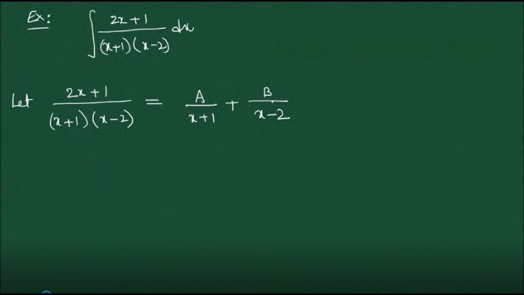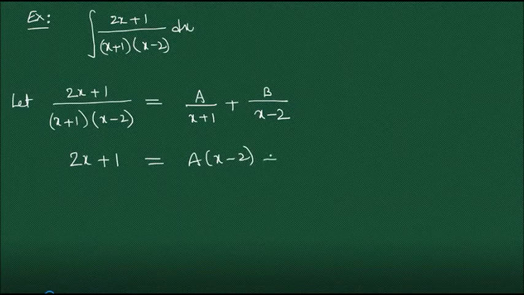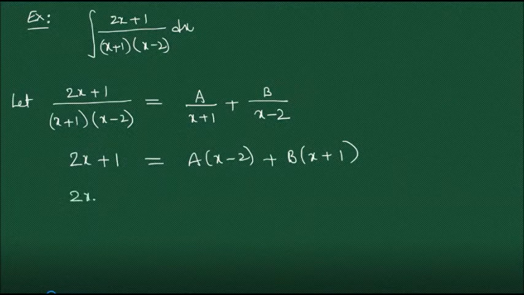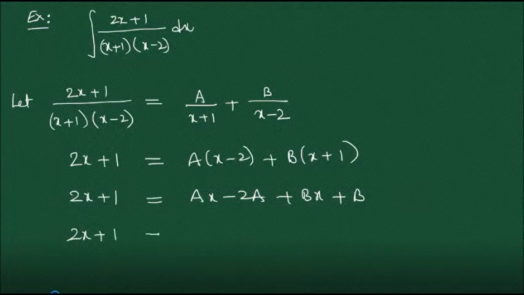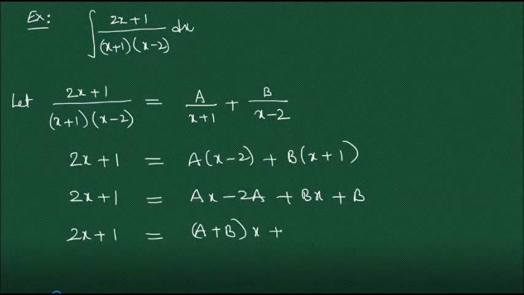Now on taking LCM and rearranging it, the denominators get cancelled. So we can write 2x + 1 = a(x - 2) + b(x + 1). Open the brackets: 2x + 1 = ax - 2a + bx + b. Now rearrange it: 2x + 1 = (a + b)x + (b - 2a).